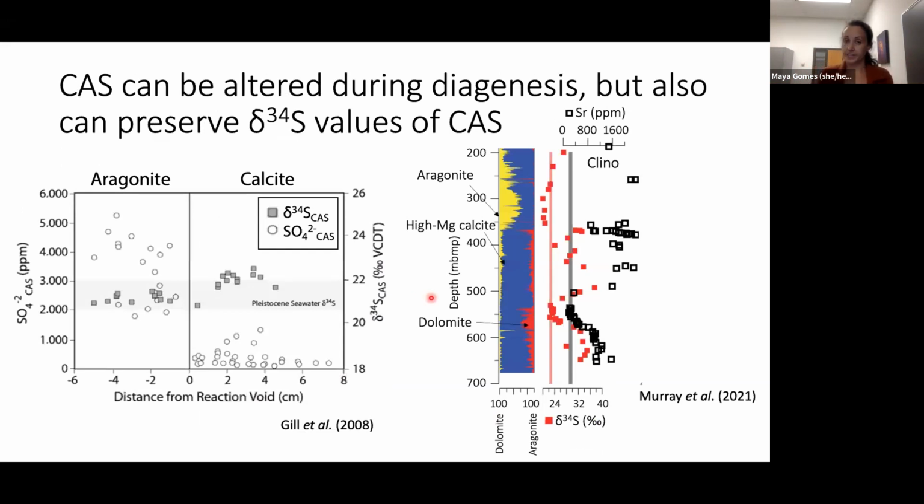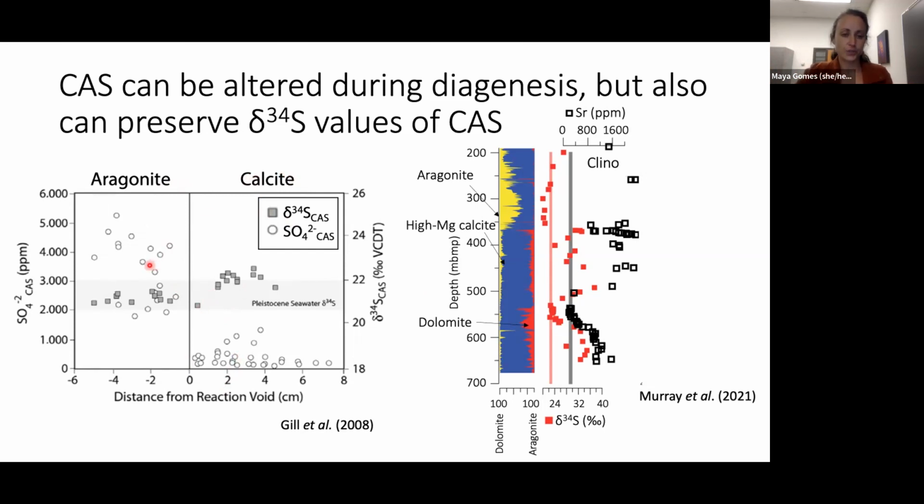Okay, then we also need to think about diagenesis. Sulfur isotopes, as well as concentrations of carbonate-associated sulfate, can be affected by post-depositional processes. I have two studies up here, which I think of as the angel and the devil of carbonate diagenesis and how they affect carbonate-associated sulfate sulfur isotope values. On the left, this study was from the Florida Keys, where they had some primary aragonites right next to a reaction center where the carbonate had been transformed to calcite.